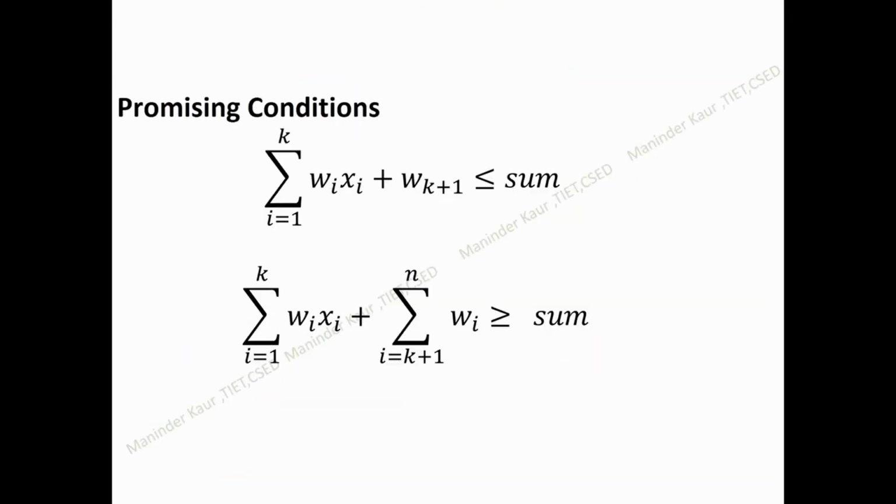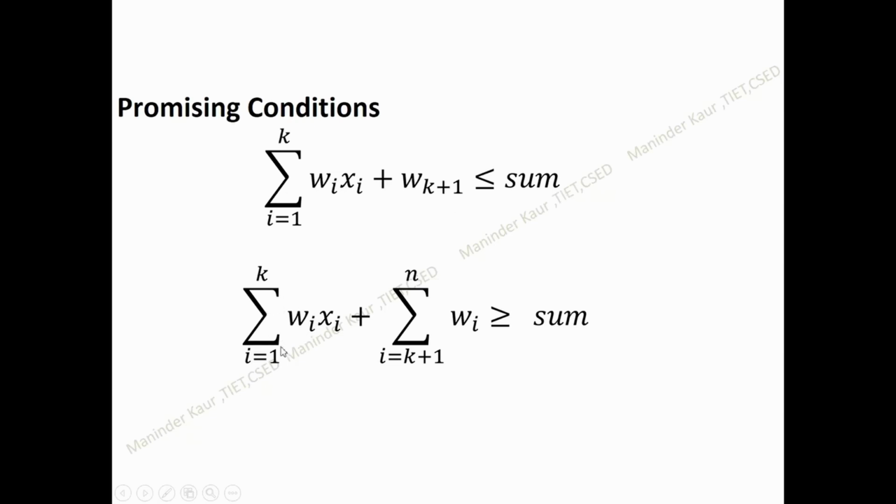These are the promising conditions which we have already discussed. The partial weight sum of wixi, where xi can be either 1 or 0, means that particular element has been chosen or not. If the partial sum of the first k elements, plus the immediate next element, w(k+1), the sum of both should be less than the desired sum value.